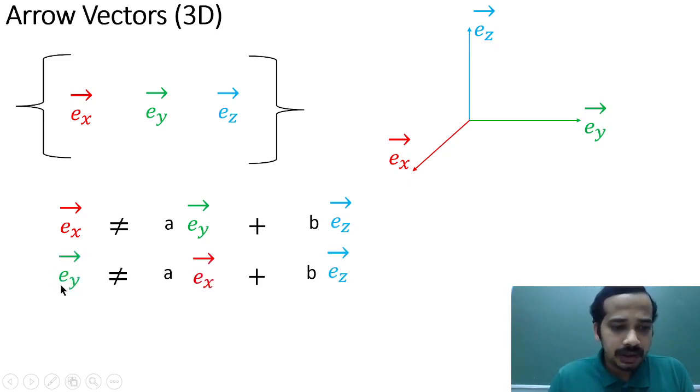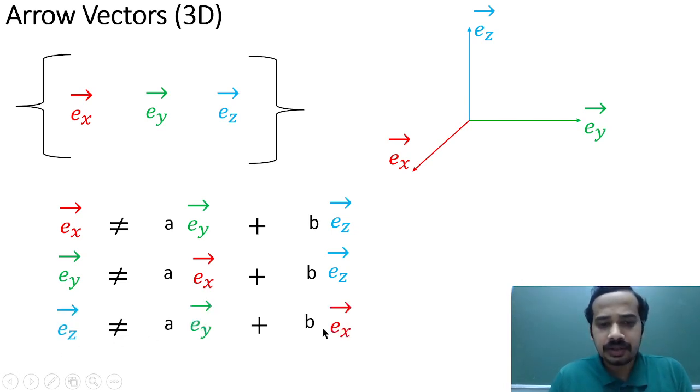Similarly, you can't obtain Ey by combining Ex and Ez. Similarly, you can't obtain Ez by combining Ey and Ex. Again, this concept is very similar to our basic colors RGB, red, green, and blue.